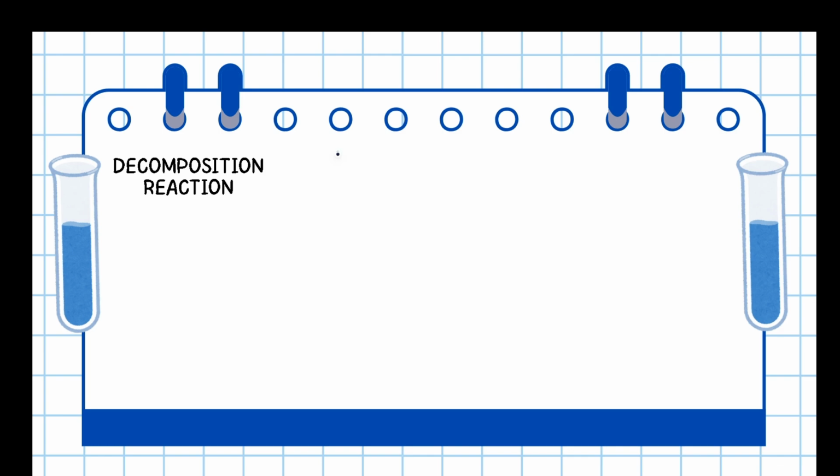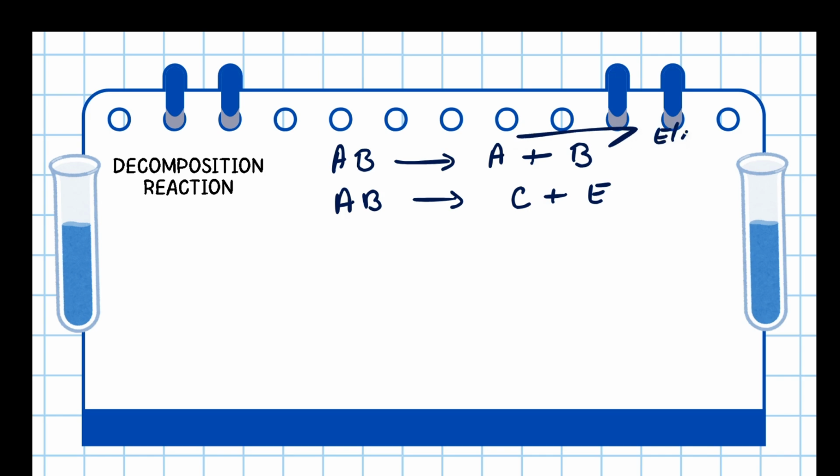So for example, if we have a compound AB, it is breaking down to form two new elements, that is A and B. Then another type of decomposition reaction can be that the compound is breaking down to form a new compound and an element. Here we got two elements being formed, and in the second type of decomposition we are getting a compound and an element being formed. And the third type of decomposition can be two different new compounds being formed.